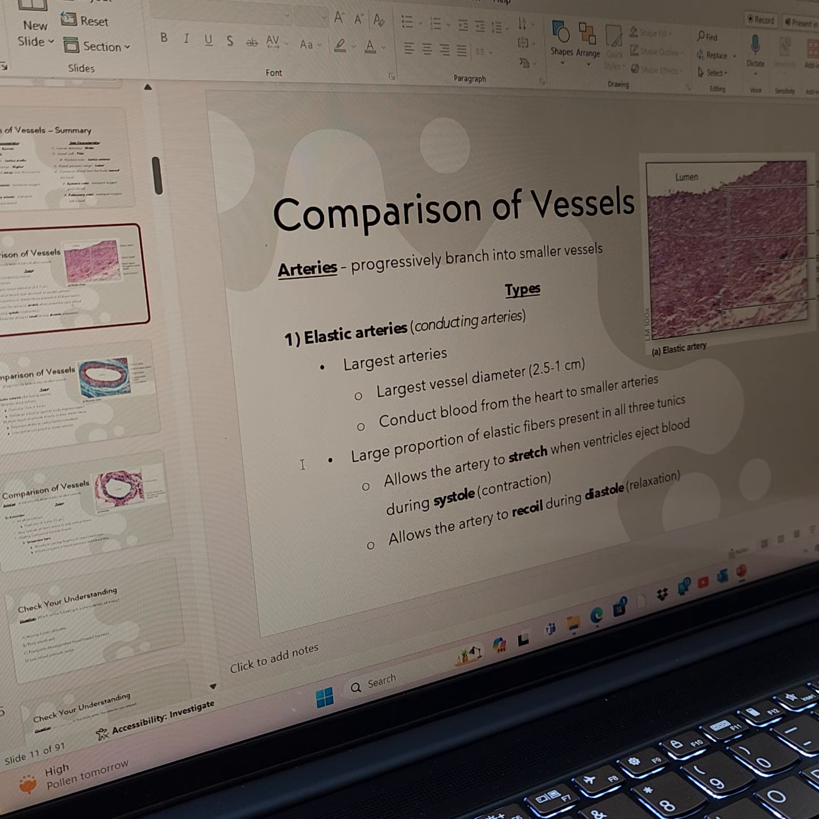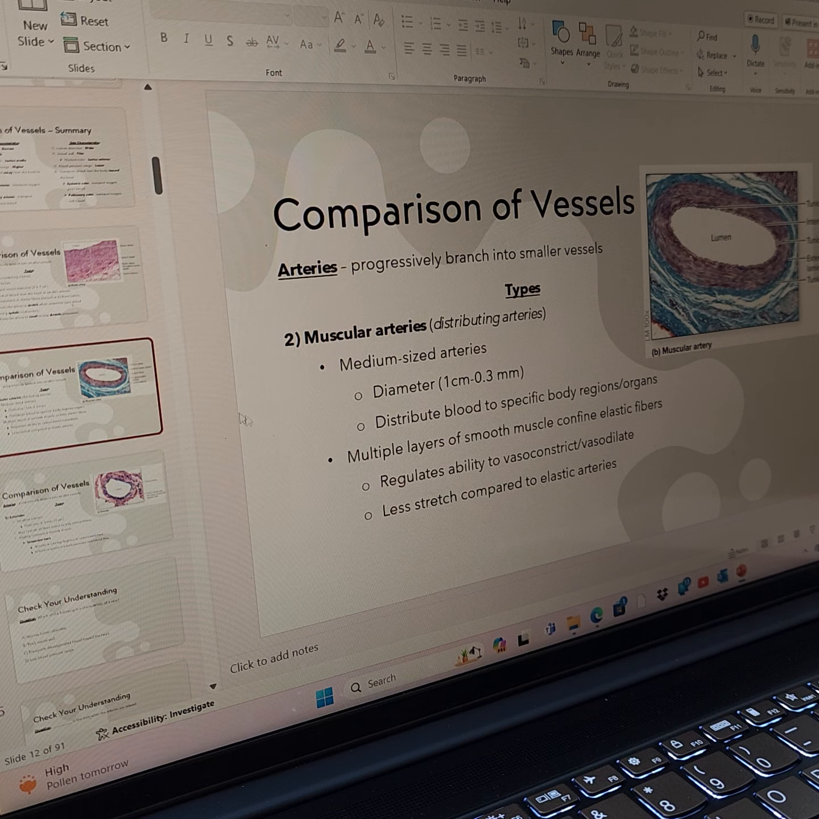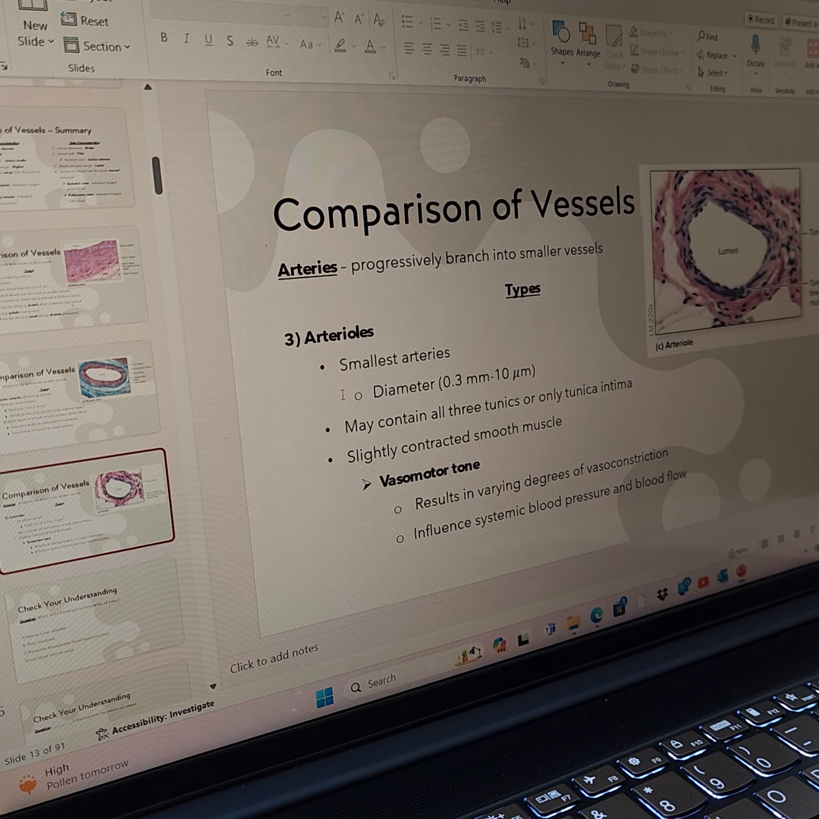The muscular arteries are the distributing arteries. Let's not forget, elastic arteries are also known as the conducting arteries. Muscular arteries are distributing. They're medium-sized. They distribute blood to specific body regions and organs. And then the arterioles, the smallest. They may have all three tunics or down to only one, the tunica intima. And they're responsible for vasomotor tone.